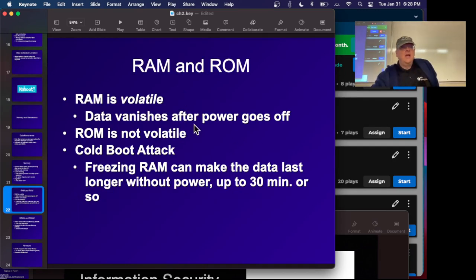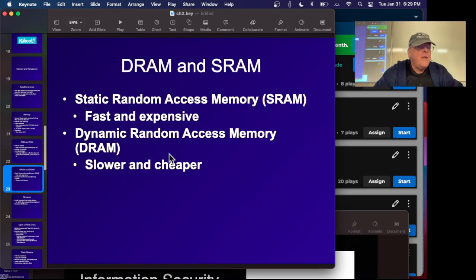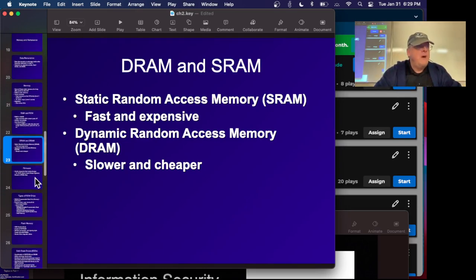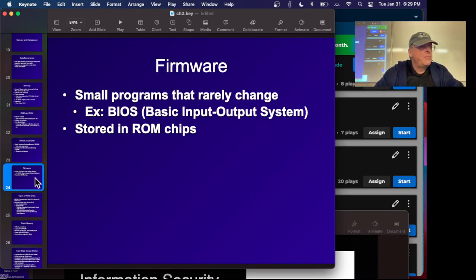RAM is volatile, but ROM is not volatile. ROM remembers when the power goes off, but usually there's nothing personal in the ROM, just information about your hardware. By the way, you can freeze RAM and that will make it last longer, up to perhaps 30 minutes, but that's not the common situation. Anyway, SRAM is fast and expensive, DRAM is slower and cheaper, different computers have a different mixture of these, but they all have the same property that when the power goes off, they forget.